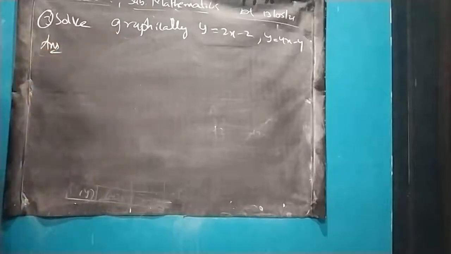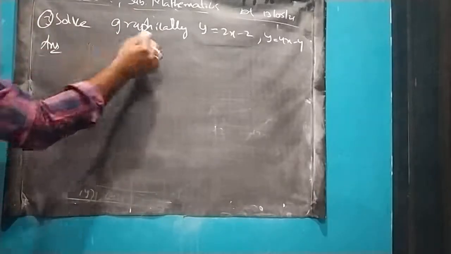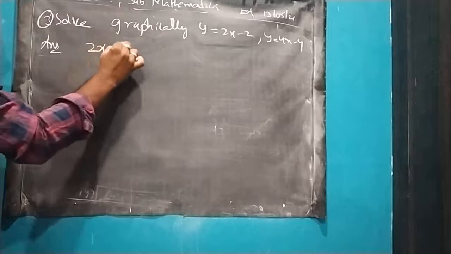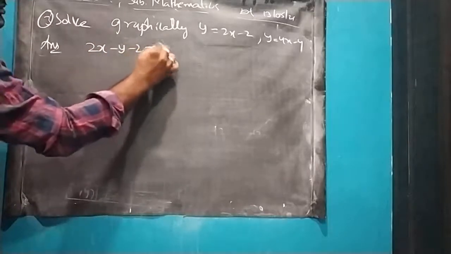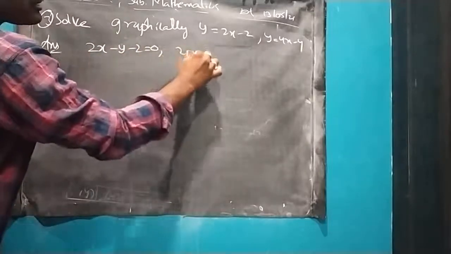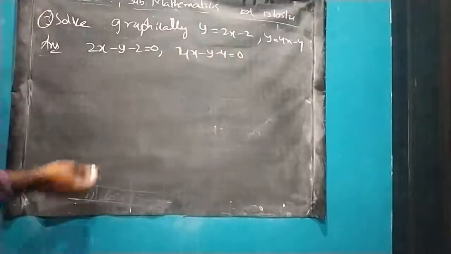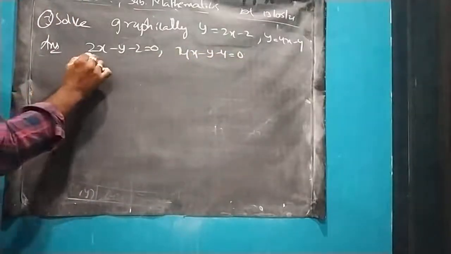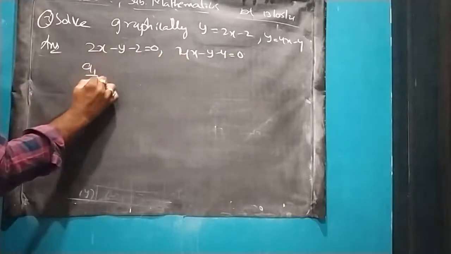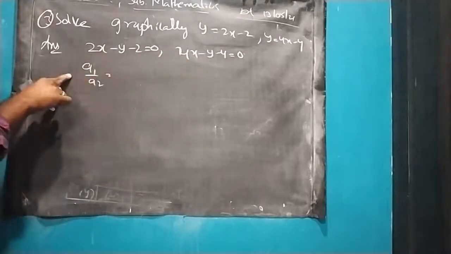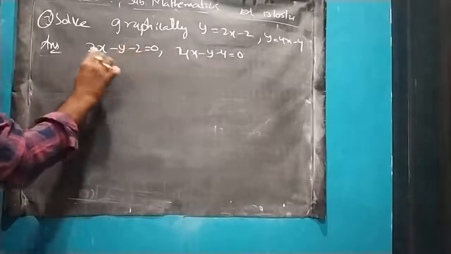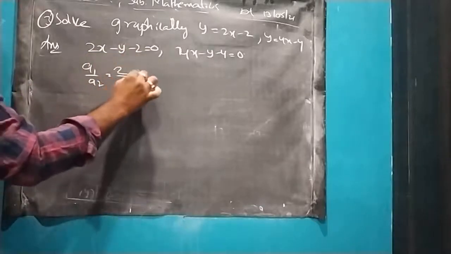Now look here. That equation we can replace with 2x minus y minus 2 is equal to 0, and 4x minus y minus 4 is equal to 0. So these are the two equations. So a1 by a2, actually we should not do this, but for understanding purposes we are doing it here. 2 by 4 which is 1 by 2.